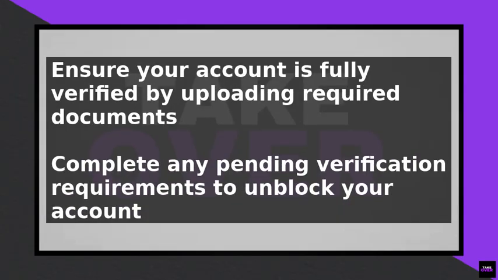Additionally, check your email for any messages from eToro regarding your account status. They may have sent you instructions on how to unblock your account.